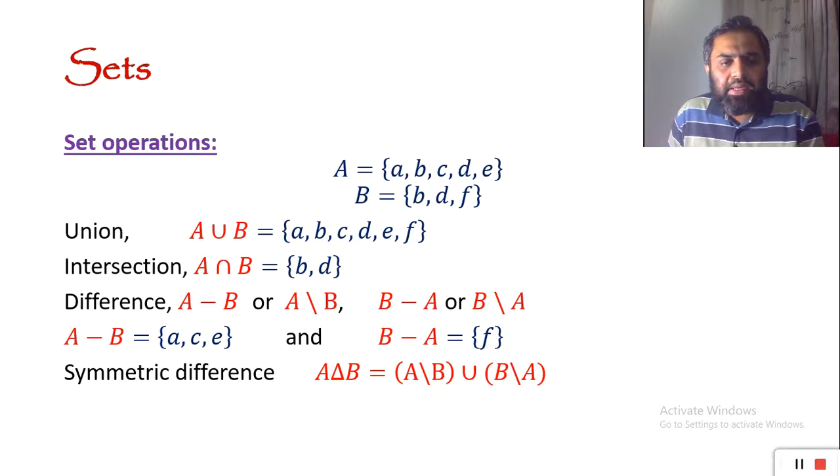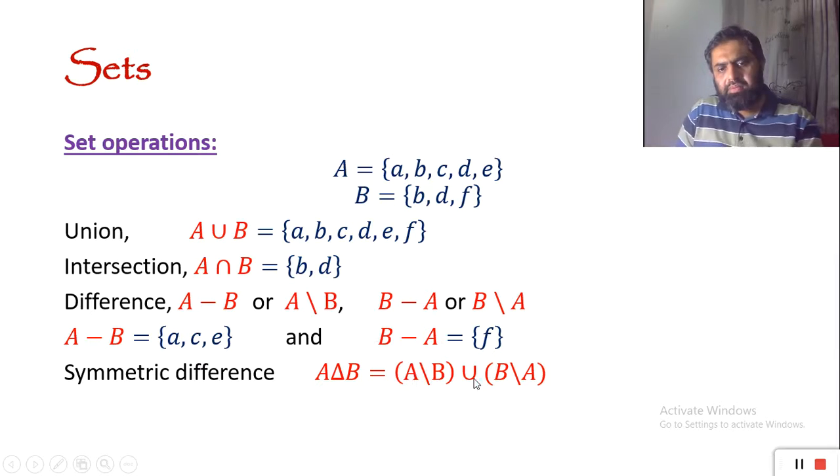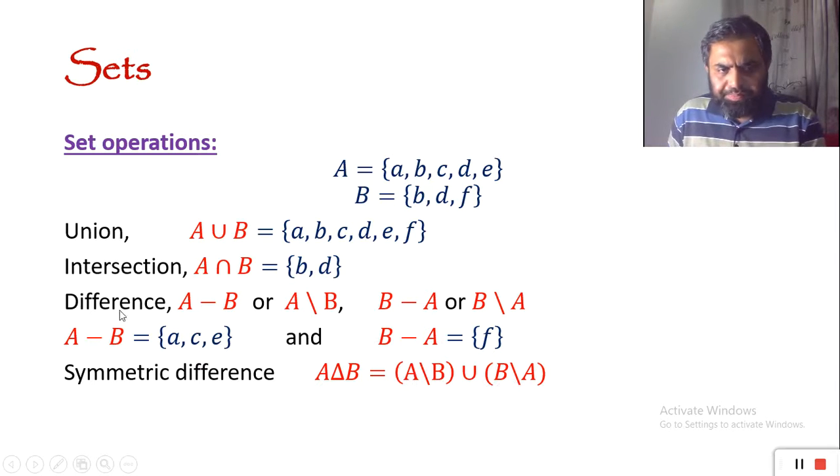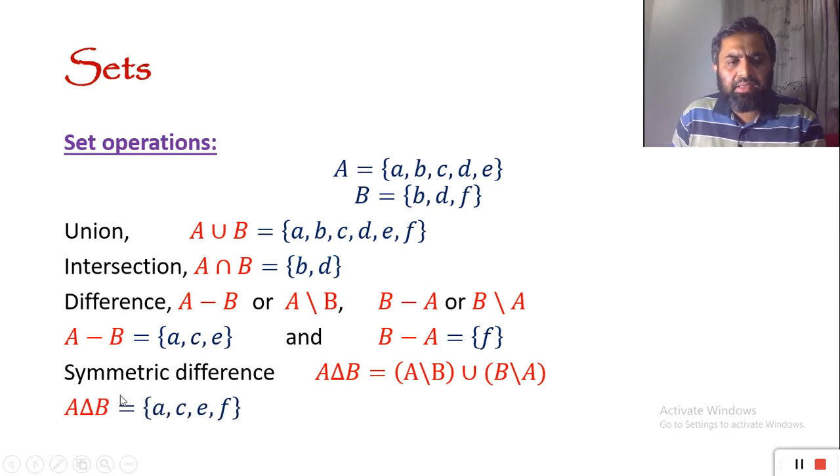Next is the symmetric difference, A delta B. This is the union of A minus B and B minus A. We simply combine the elements in A minus B and B minus A. So this is A, C, E and F. A delta B is {A, C, E, F}. And we can see it in another way: we have set A and set B, and we see at what points they are different from each other. So at element A, they differ from each other.